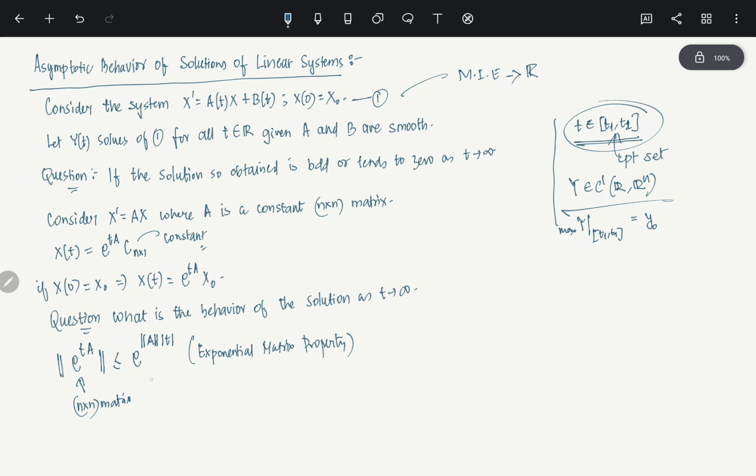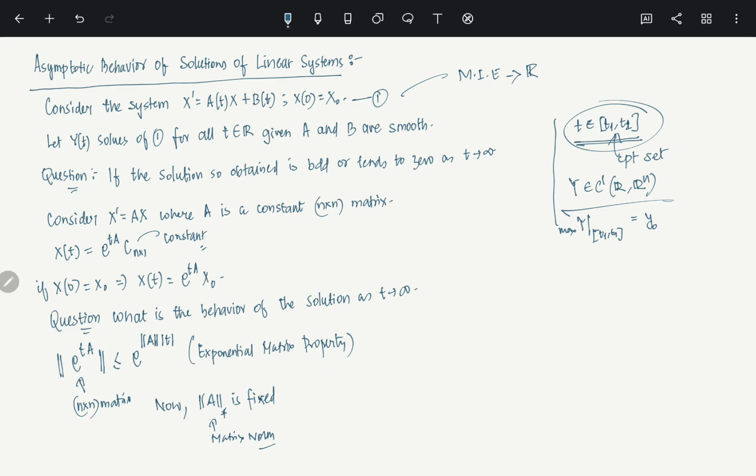Now, given A is constant, the norm of A is fixed. You remember what norm A is: this is the matrix norm, or operator norm, whatever you want to call it. You can take the L2 norm also, it does not really matter. Essentially it is basically the same. What I am trying to say is that it is always bounded above.